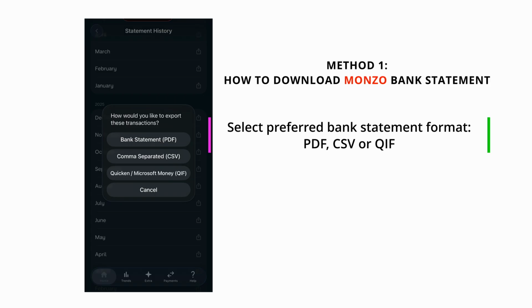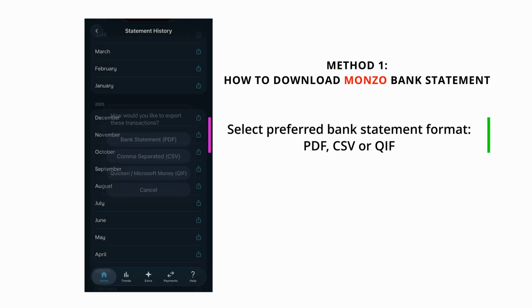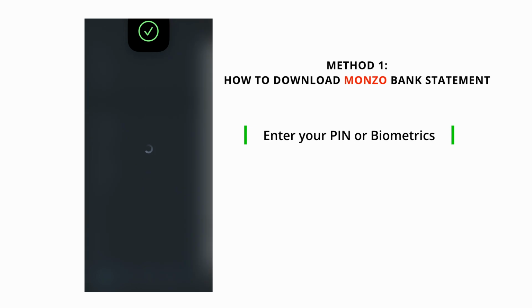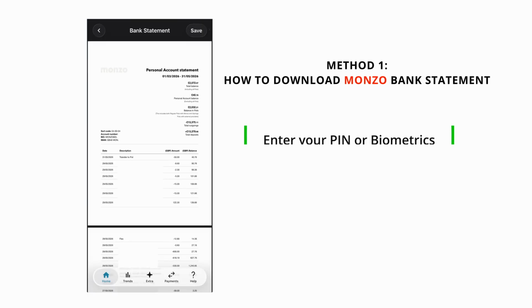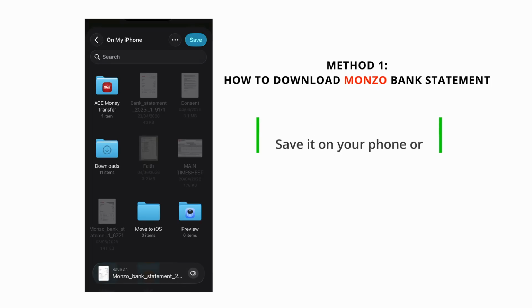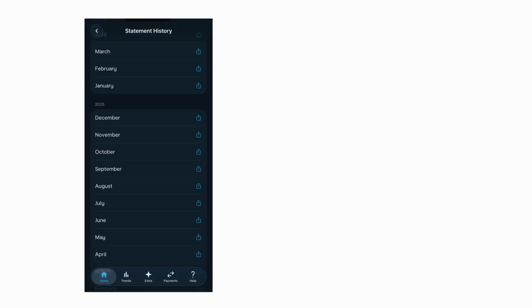Don't know what to pick? I explain each one in detail after we finish the second method. For now, select PDF. Monzo will prompt you to enter your PIN or biometrics to get it. Now, tap Save to store the file on your phone, or send it via email, WhatsApp, AirDrop, messaging, etc. For iPhone, tap Save to Files, then tap Save again. That's method 1, quick and easy.